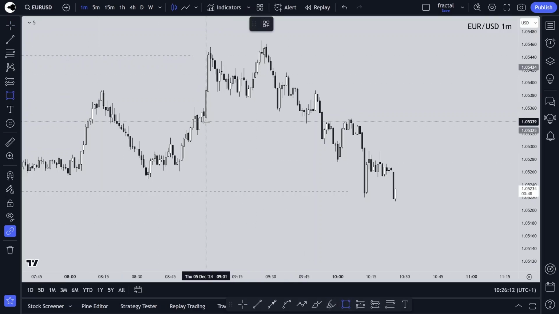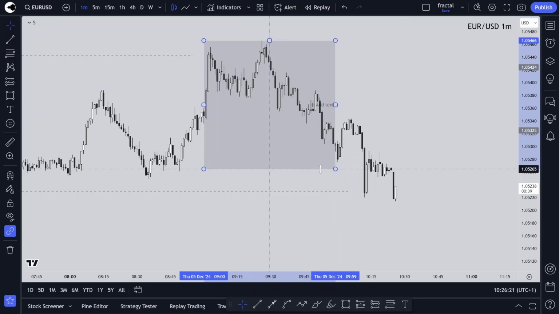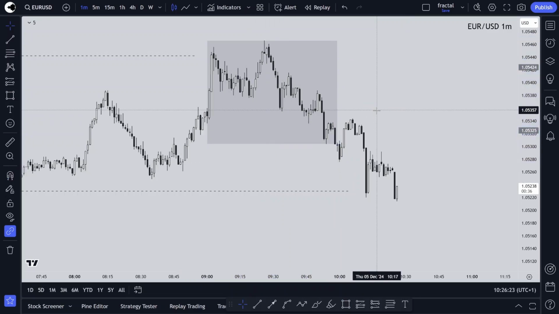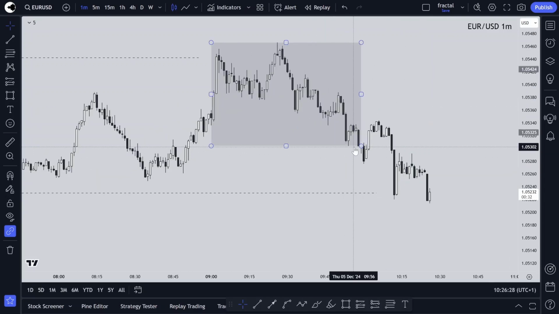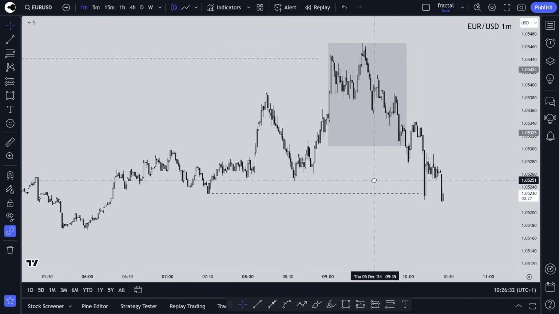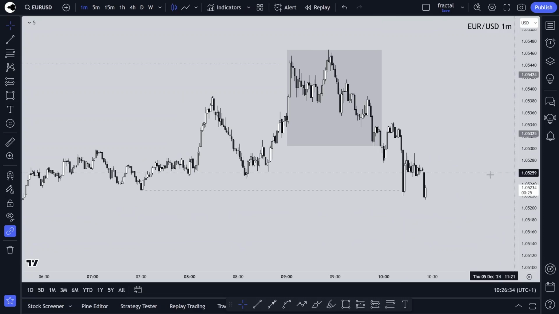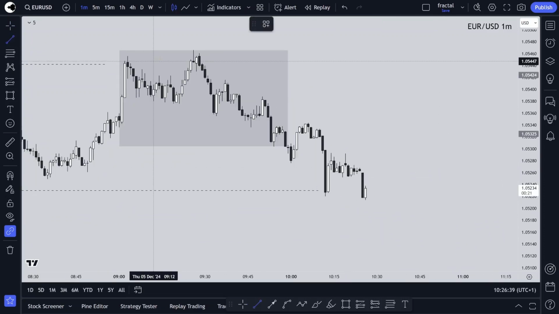So if I draw an area from 9 AM when London opens to 10 AM, this is my zone, and as you can see now we are below this zone and we took out this liquidity. So from now it's possible to catch a long trade. So the structure on the 1 minute is really bearish.